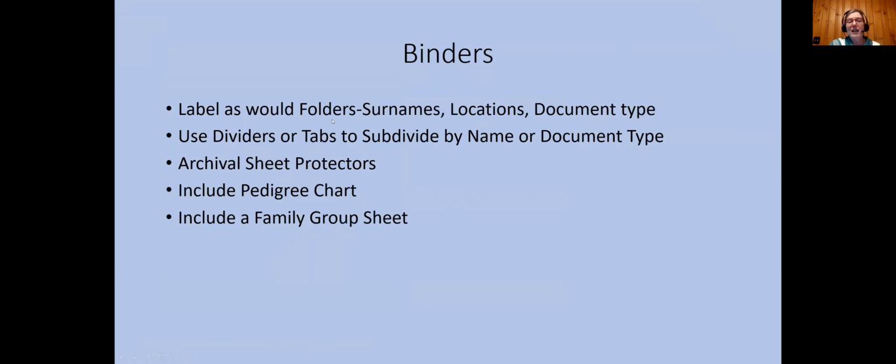The binder system: you would label the binders as you would your folders. If you're using surnames, have a binder for each individual surname. That's what I've done. Or if you're using locations, label them by locations or document type, and use dividers or tabs to subdivide the binder by name or document type. I put all of my papers that I put into the binders in sheet protectors. These are copies, but I still like to have them in sheet protectors so I don't have to worry about the holes tearing. Usually a pedigree chart is included in the binder and a family group sheet.